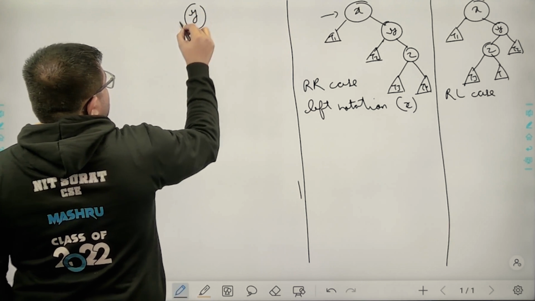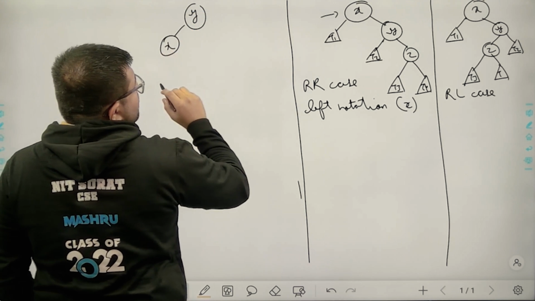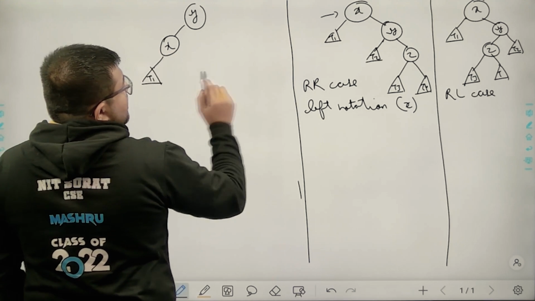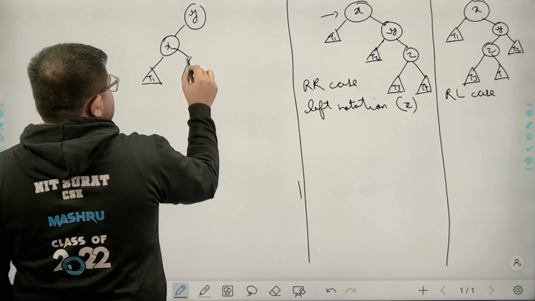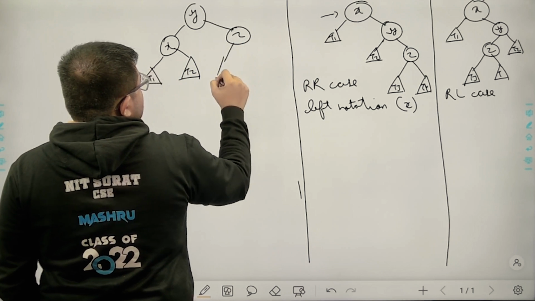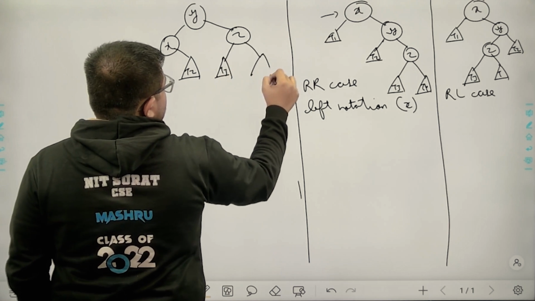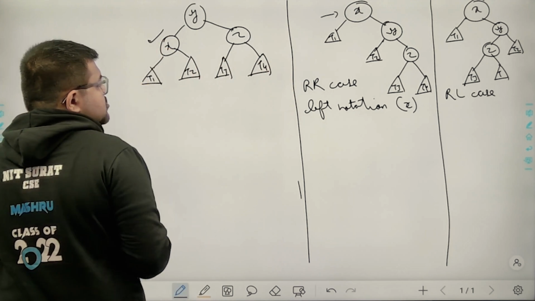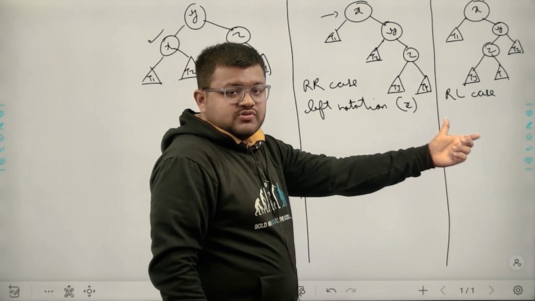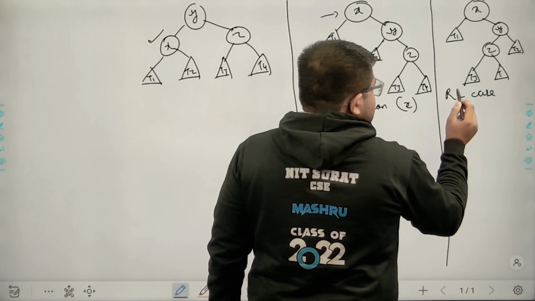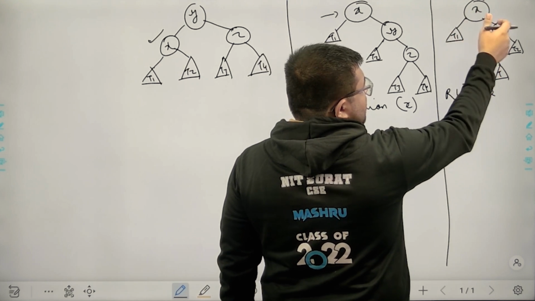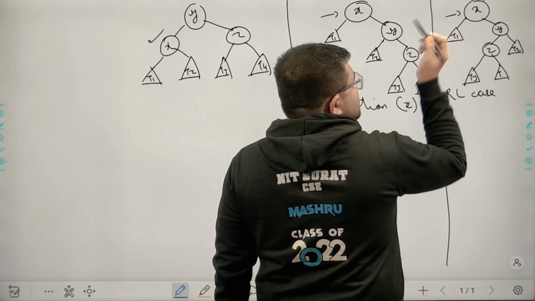So Y will come on the top, X will come in the left child of Y, T1 will remain the left child of X. Now T2 will become the right child of X. Okay, then Z will remain here only, this will become T3 and this will become T4, and this will be a balanced one. Okay, now let's look at the fourth case. This is the right left case. So what we will do here, so here the new node is inserted in the left subtree of the right child of X, and X is the imbalanced node.